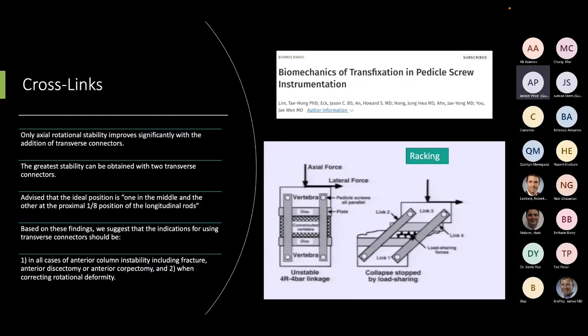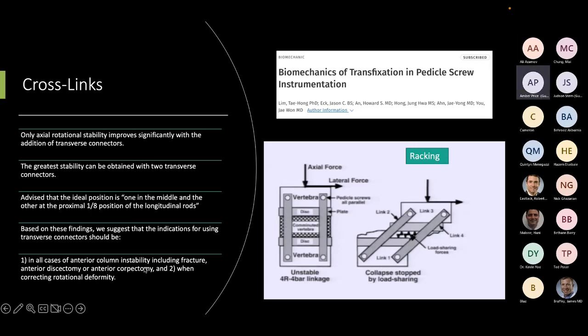And then a real quick thing about crosslinks. Basically the idea of a crosslink is to prevent this thing called racking, which is where you form a parallelogram and it collapses on itself. Studies have really looked at these and shown that axial rotational stability is provided by transverse connectors. This study looked at where you should place them. What's the optimal placement? It suggested one in the middle and one at the proximal 1/8 of the longitudinal rods if you're optimizing it biomechanically.